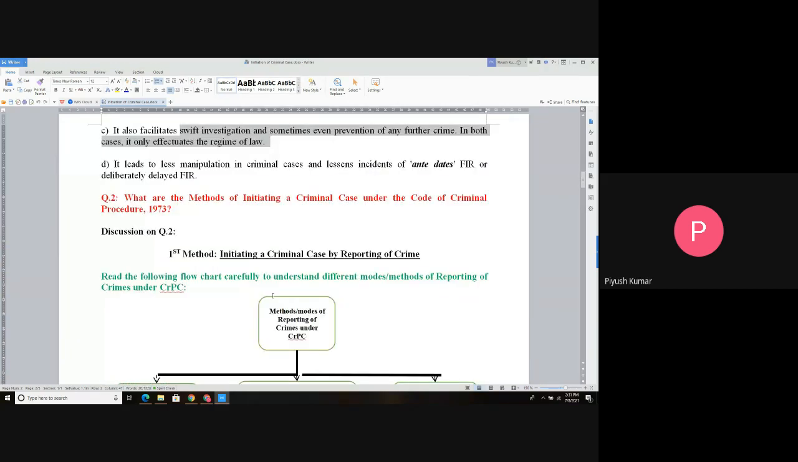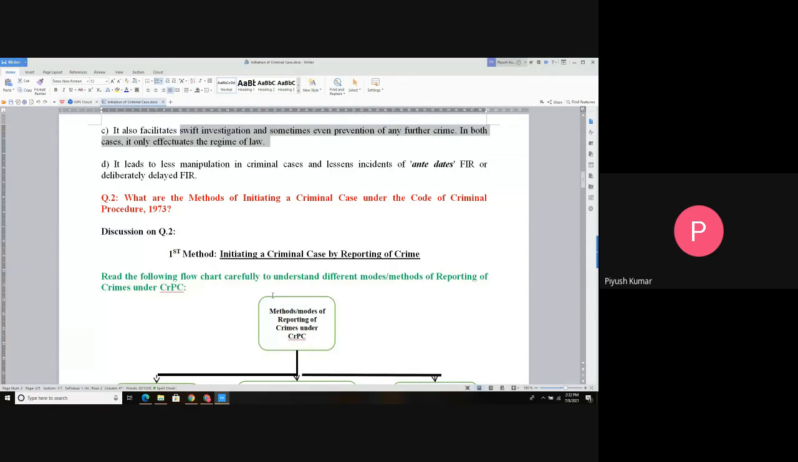Now coming to the second question, which is more important than the first one, because the first one was more theoretical. When a question is more theoretical, I get a very wide latitude to speak many things which I could not speak in a very technical kind of question. So this is a technical question. I have to be bound by CrPC provisions, and the question is, what are the methods of initiating a criminal case under the Code of Criminal Procedure?